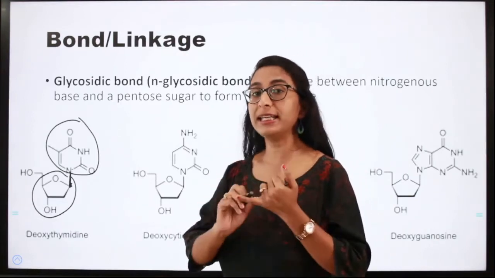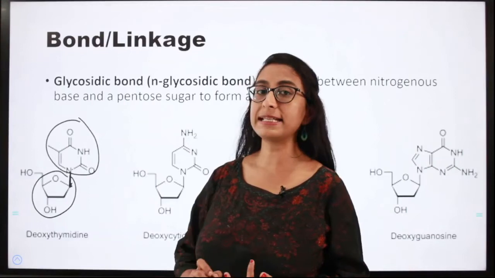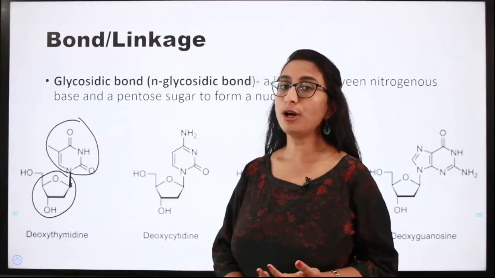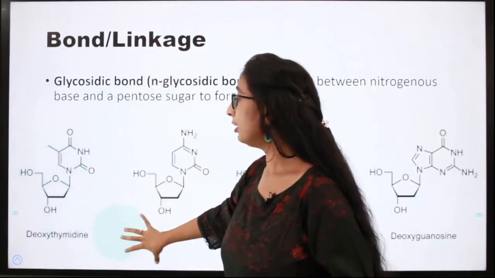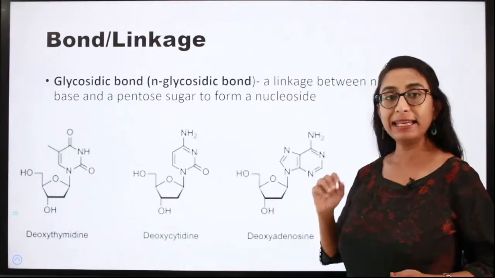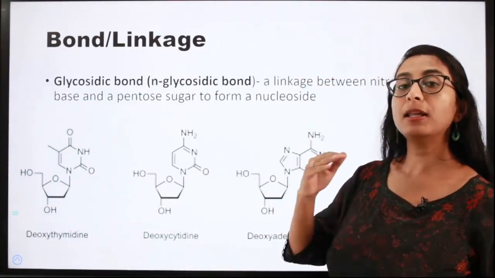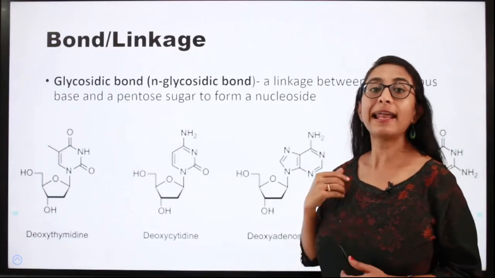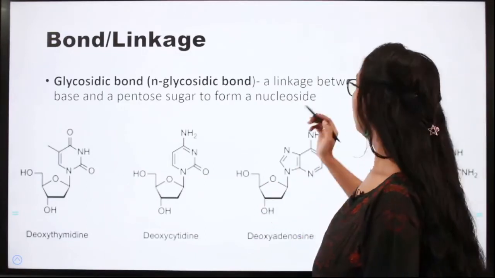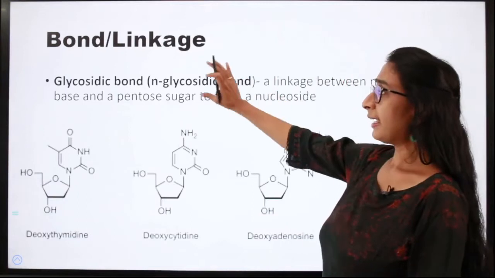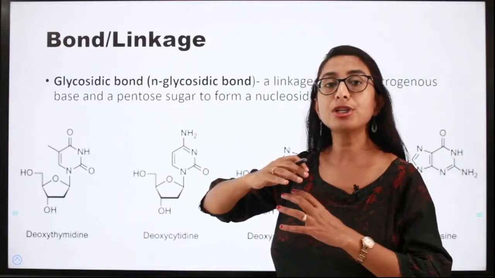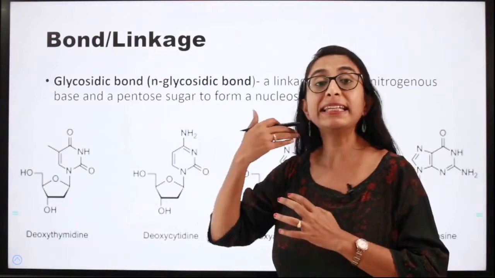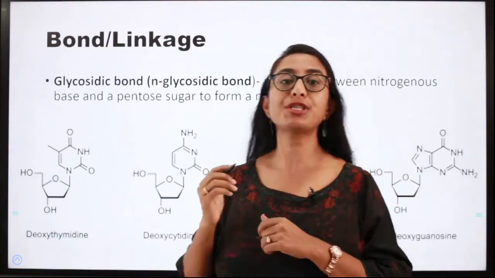Okay, so in DNA we have two kinds of bonds, that is glycosidic bond and phosphodiester bond. What is a glycosidic bond? Glycosidic bond is a linkage or a bond between the pentose sugar and the nitrogenous base. So the glycosidic bond, that is the link or the bond between the pentose sugar and the nitrogenous base, gives rise to a nucleoside, isn't it?